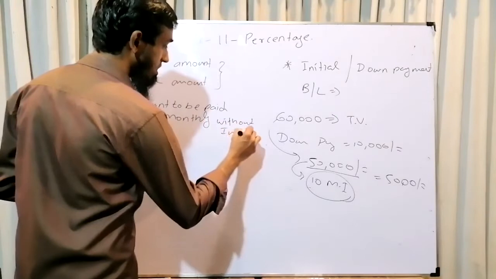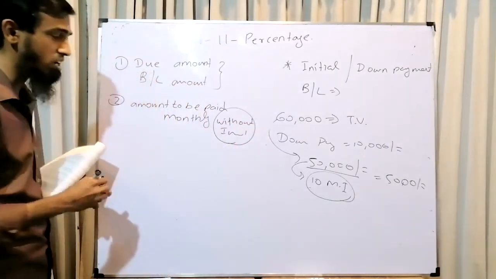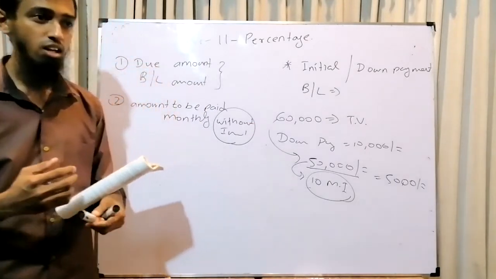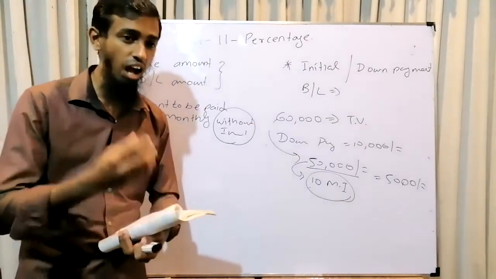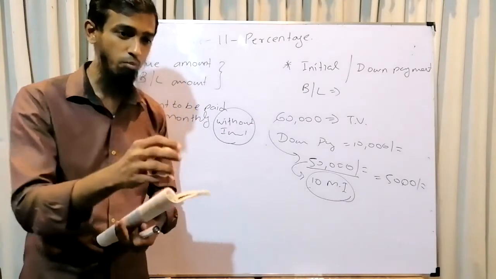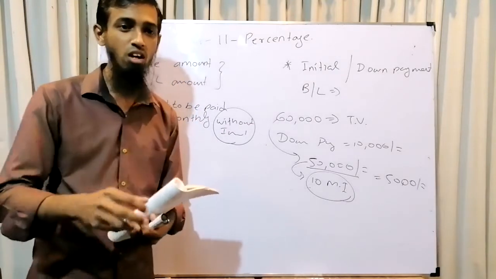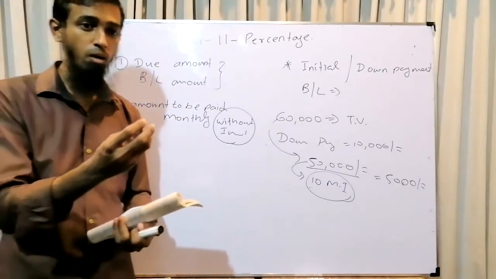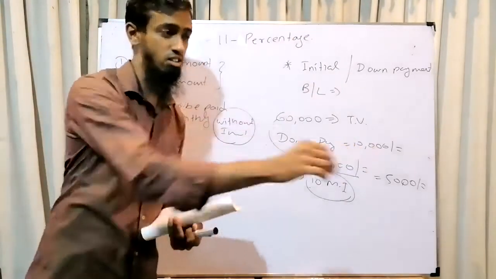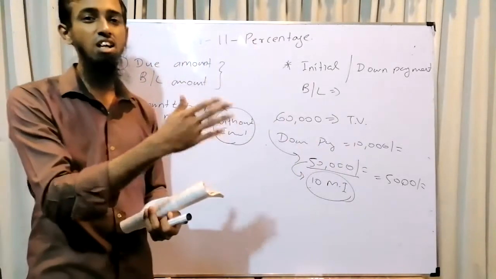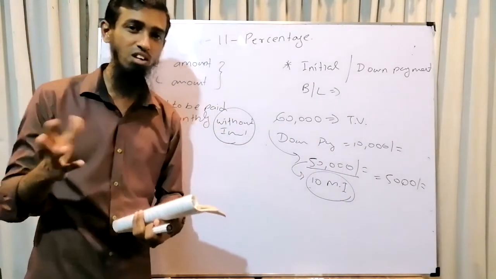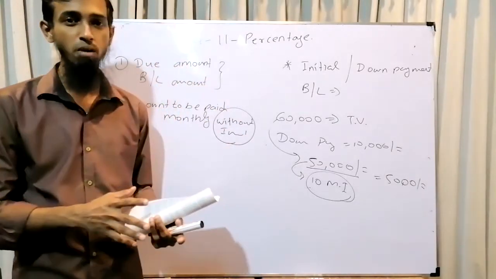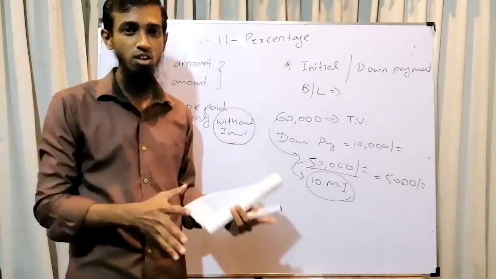Without interest. I include this word in some of the questions because only then can we easily identify this amount will be the reducing amount. So that amount should be the amount for calculating interest. If you want to refer to the first video, go and refer to it, where we studied about the system of reducing loan balance.